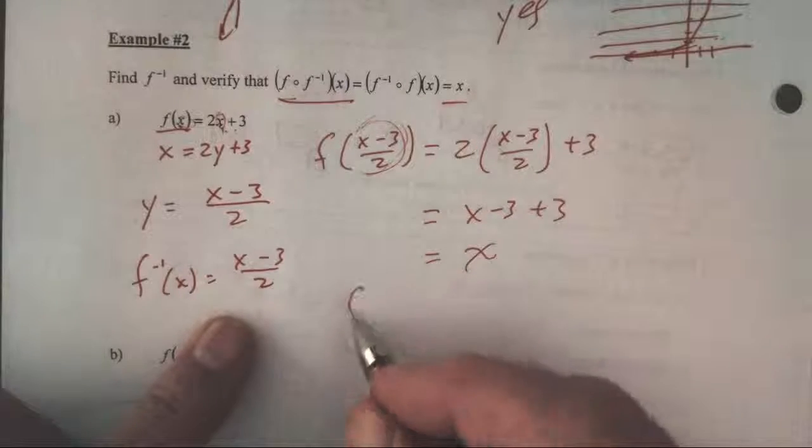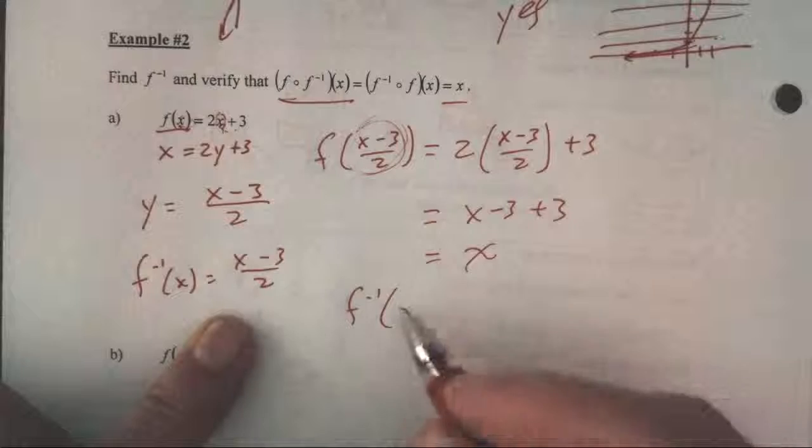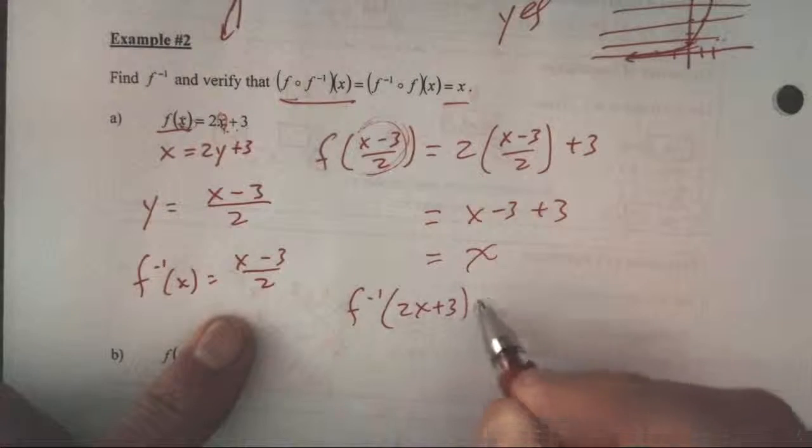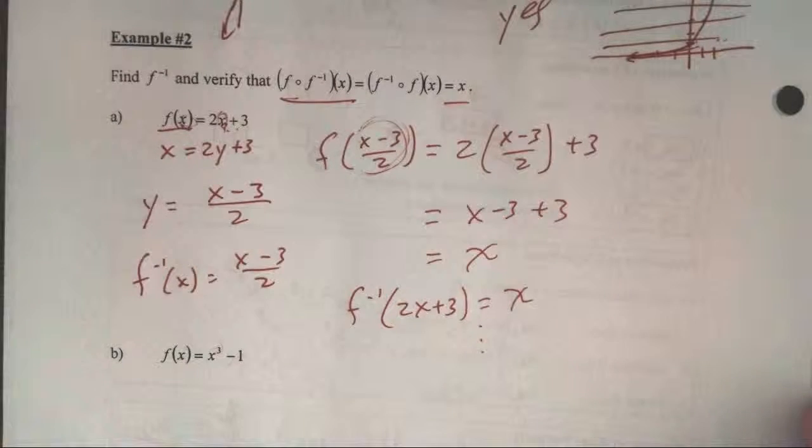And then we're supposed to show that f inverse of f, which is 2x plus 3, equals x. And I will leave that to the reader. It's the same process again.